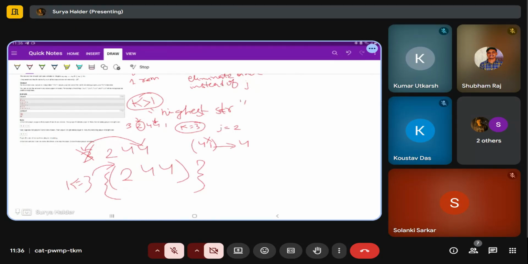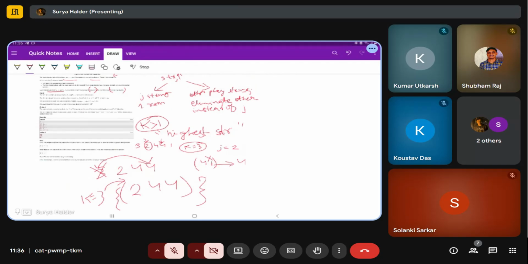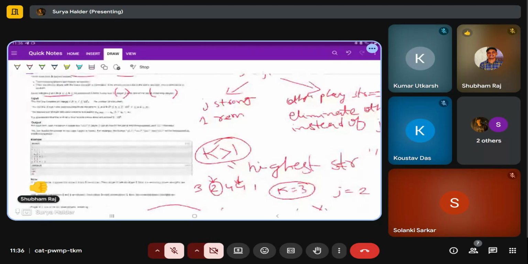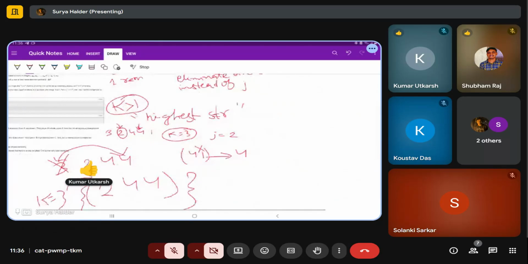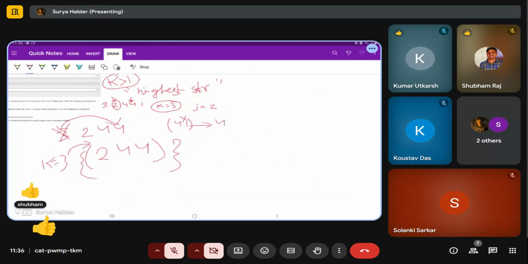Is this logic clear to everyone? Okay, so I will share the code with you.